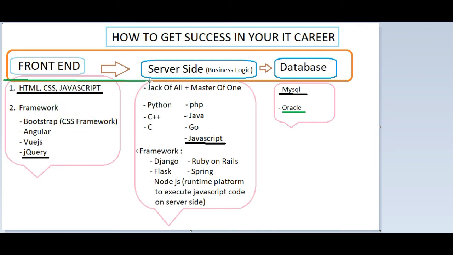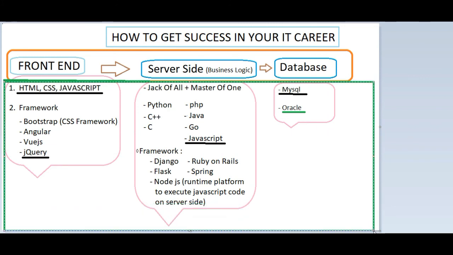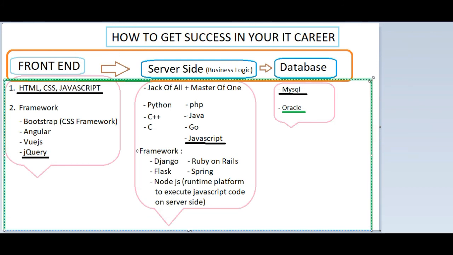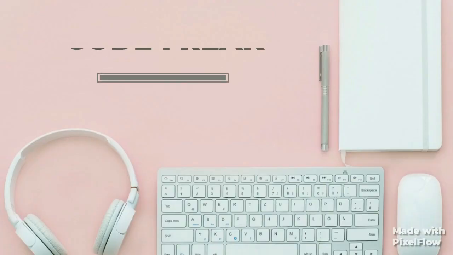If you want to become a full stack developer, you need to be good in at least one technology from every field. For example, in front end you can master HTML and CSS, then you can learn Bootstrap, Angular, and React. Then in server side, if you ask me, you can learn Python or Java or PHP.